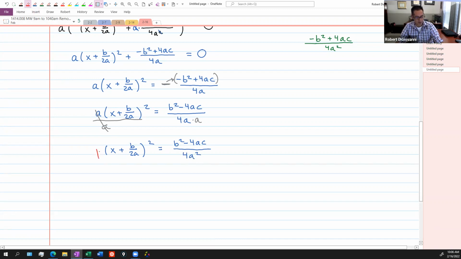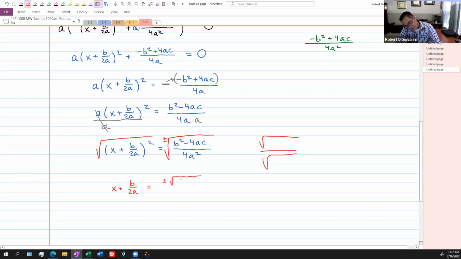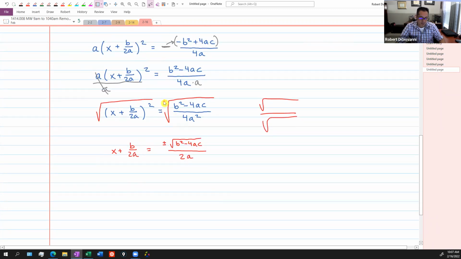Finally, I can take the square root on both sides. Plus or minus. So on the left, I get x plus b over 2a equals, and over here, because I'm doing a square root, I can do the square root on the top and the square root on the bottom separately. So when I do the square root on the top, I get plus or minus square root of b squared minus 4ac. And on the bottom, when you take the square root of 4a squared, the square root of 4 is 2, and the square root of a squared is a. Now, the plus or minus can be on the top or the bottom. I'm just going to leave it there on the top.